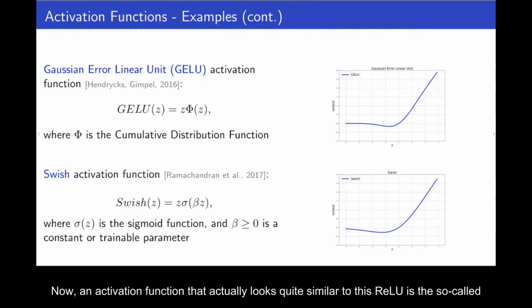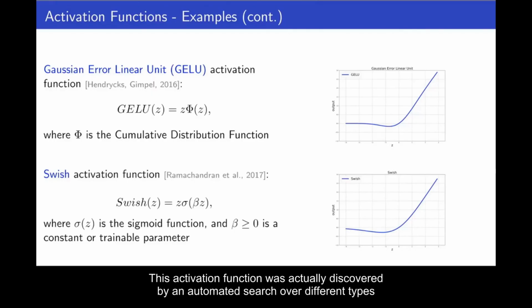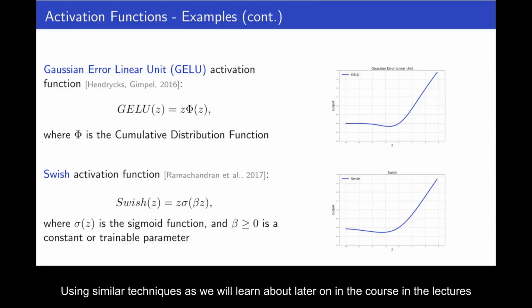Now, an activation function that actually looks quite similar to this GELU is the so-called swish activation function. This activation function was actually discovered by an automated search over different types of activation functions, using similar techniques as we will learn about later on in the course in the lectures on hyperparameter optimization and neural architecture search.